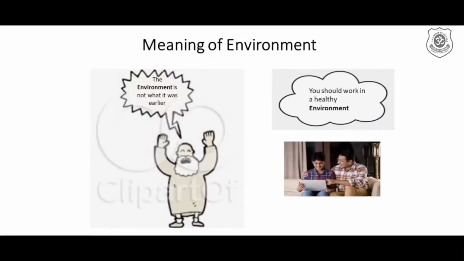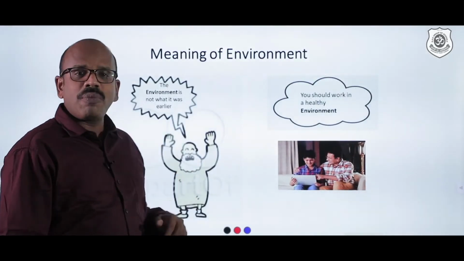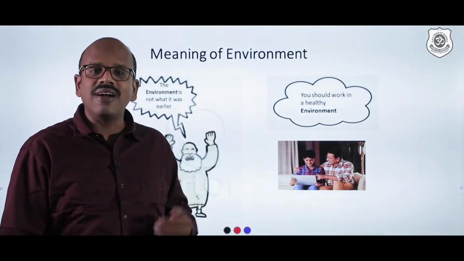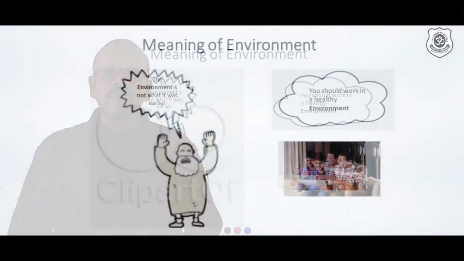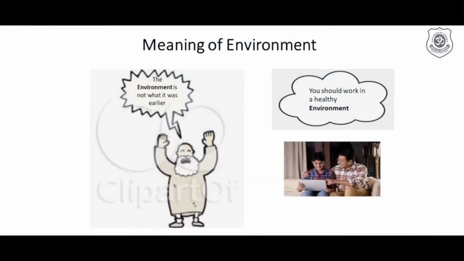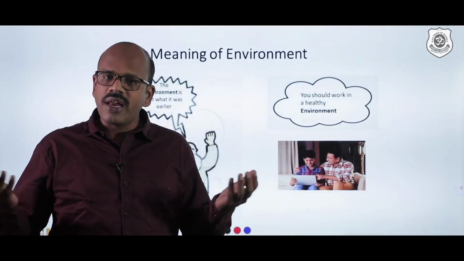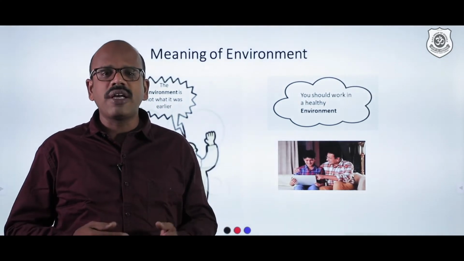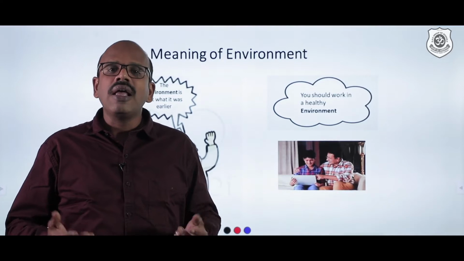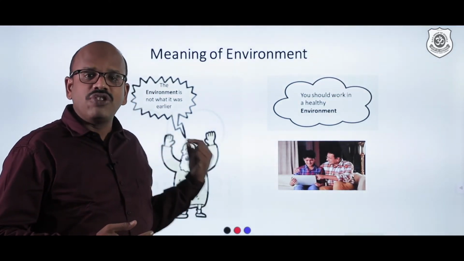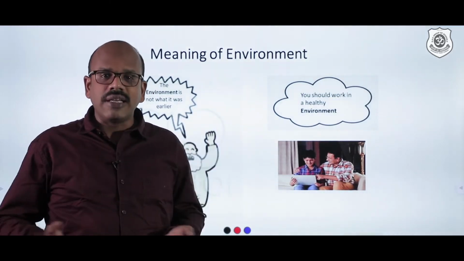You can see an old man saying that the environment is not what it was earlier. For him, earlier means his younger age, say around 25 or 40 years back. The atmosphere was very neat, not very much polluted, the educational system was different, the values were different. The word environment for this gentleman means all these things.